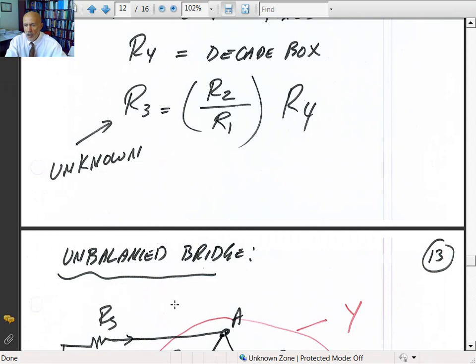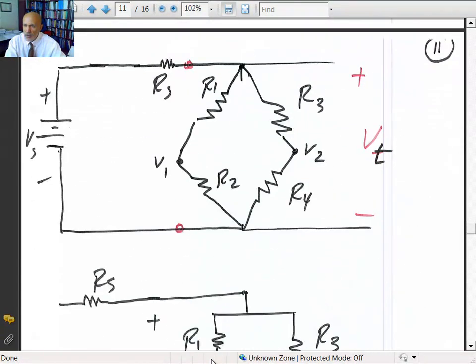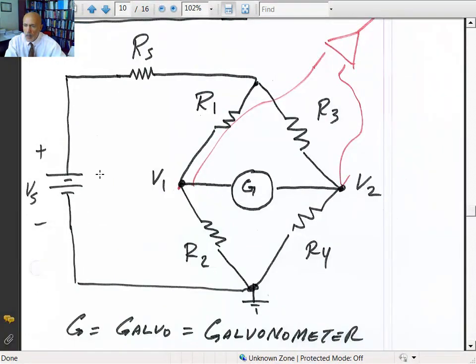One of the applications would be unbalanced conditions, when the bridge is unbalanced. The other application of the Wheatstone bridge is here: if the bridge is balanced, you pick R1 times R4 to be the same as R2 times R3. If you do that, then the bridge is balanced.